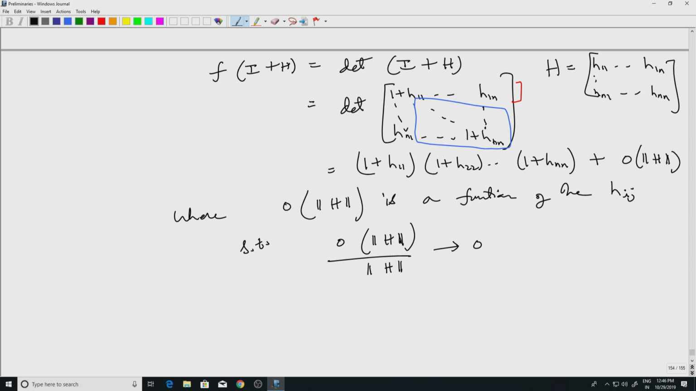So essentially I've clubbed things which involve a product of more than one. Note that if I have two terms hij, hkl, then any such thing will go to 0 as h goes to 0.